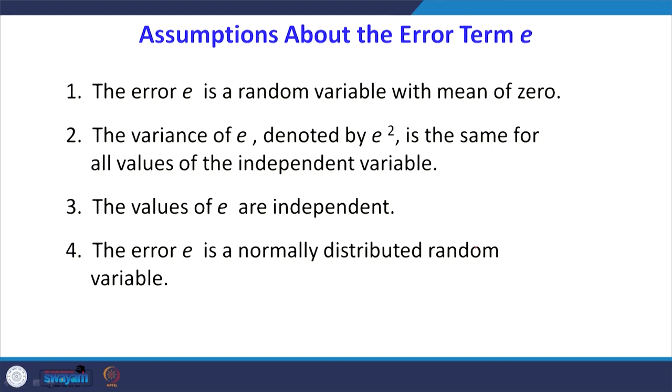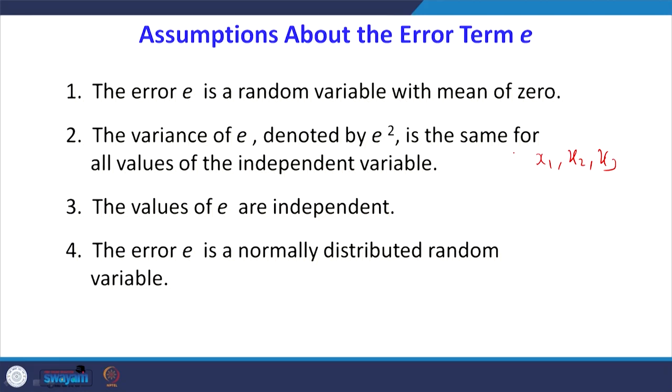The variance of E, denoted by sigma square, is the same for all values of the independent variable. So, that concept is called homoscedasticity. What is the meaning of that? If there are many independent variables, say x1, x2, x3, the variance of x1, variance of x2, variance of x3 should be the same, then only there is a meaning for comparison. Otherwise, the variance of the error should be the same, then only there is a meaning for comparison.